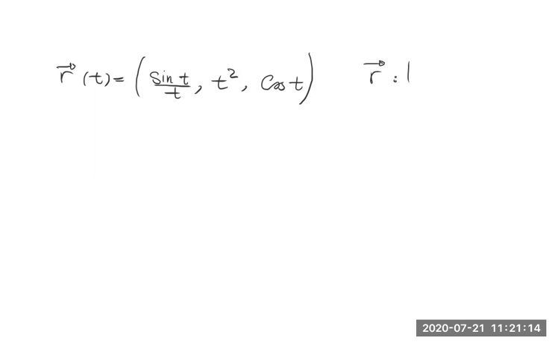So here we have a function r of t. Let's say the first component is sine of t over t. The second one is t squared. And the third one is, let's say, cosine of t. Okay, so this is a function here. r is a function from R to R3.